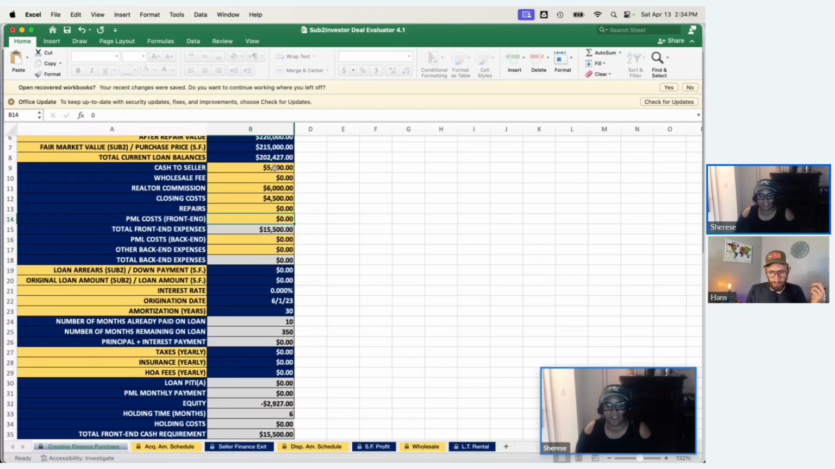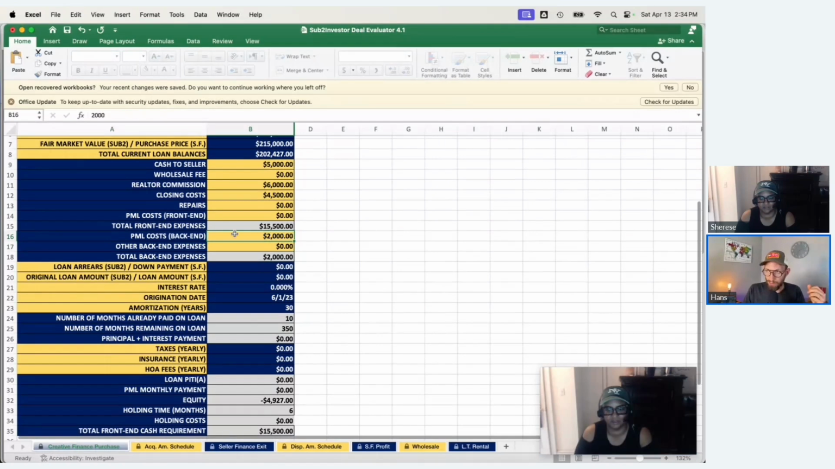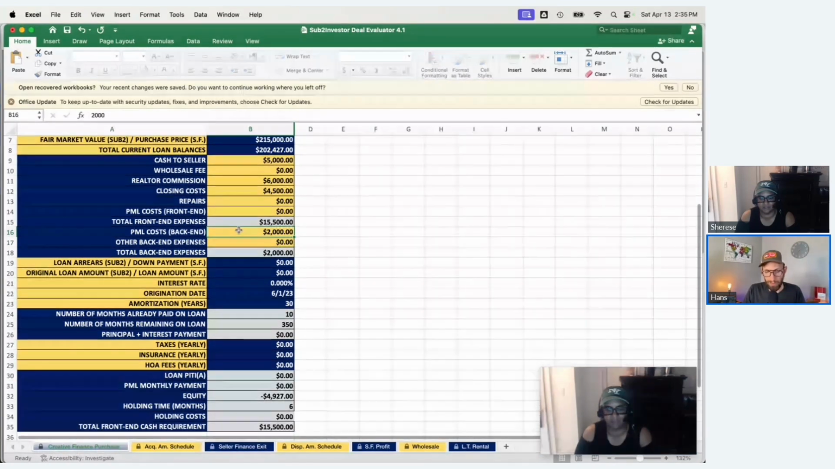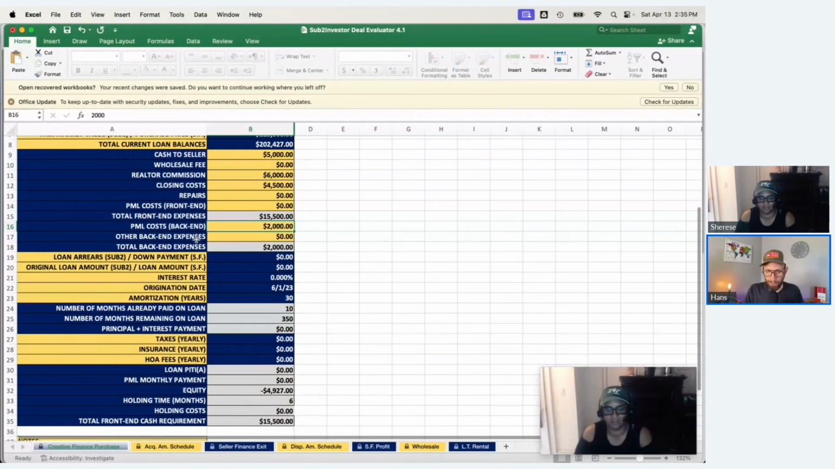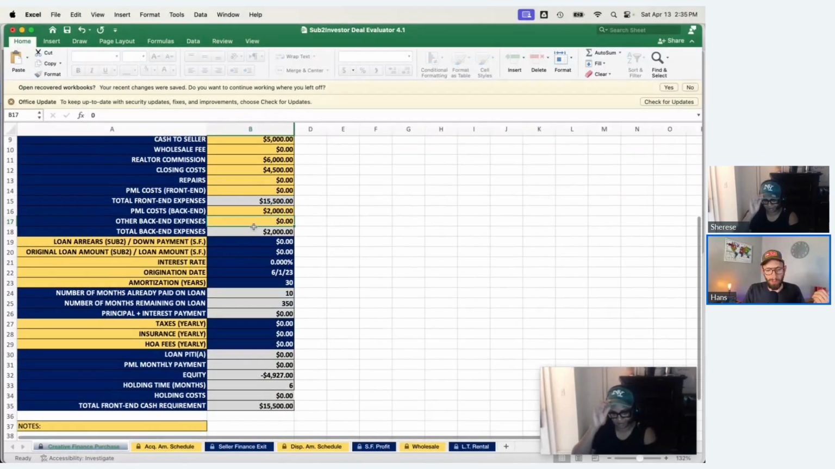I think they put it on the back end, the document fee and the other fee that they have, which is going to come to $2,000. It's on the back end. Perfect. So we got $2,000 of origination paperwork fees already, right? Yes. So that's back end. If there was an origination fee you had to pay up front, then you'd put it in right here. PML costs front end, $2,000. And this is for the origination fee, like you said, on the loan that gets paid when you sell the property within 6 months. So then other back end expenses, we're not going to worry about that right now.